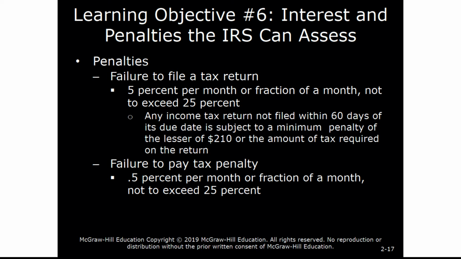Another penalty is the failure to pay the tax penalty. So if your taxpayer is penalized for not paying the tax, they'll pay 0.5% per month, up to a maximum of 25%. And then I encourage you to read the other penalties as well, like the accuracy related penalty. I encourage you to read and study those penalties in the chapter as well.